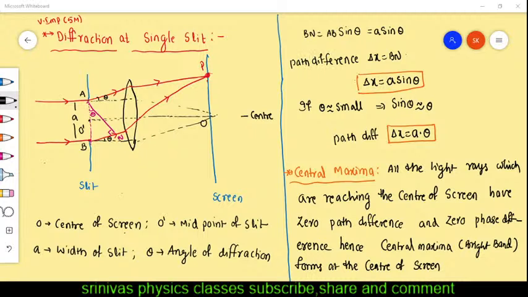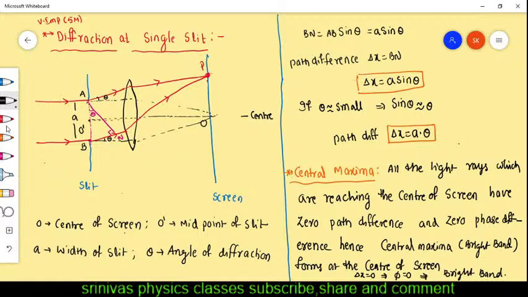Here we write that delta x is 0, path difference 0, which implies the phase difference phi is 0. Path difference 0 means you will get the bright band. That's all. Very simple, right? At the center, why do you get the center bright band? This is the reason: because the path difference and phase difference are 0, that's why you get the bright band.